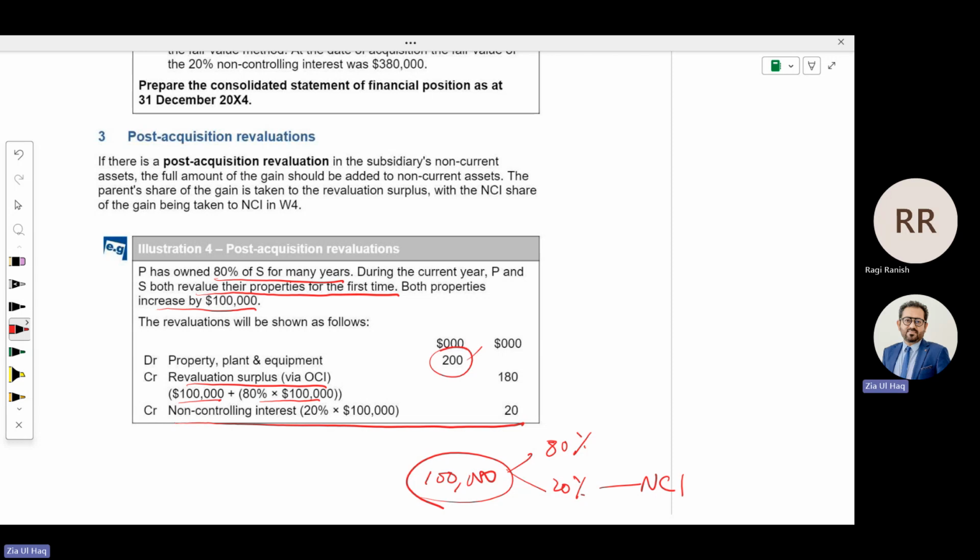So if there is a post-acquisition revaluation in the subsidiary's non-current asset, the full amount of gain should be added to non-current asset. The non-current asset will be debited with the full amount. The parent's share of gain is taken to the revaluation surplus or retained earnings, with the non-controlling interest's gain being taken to non-controlling interest.